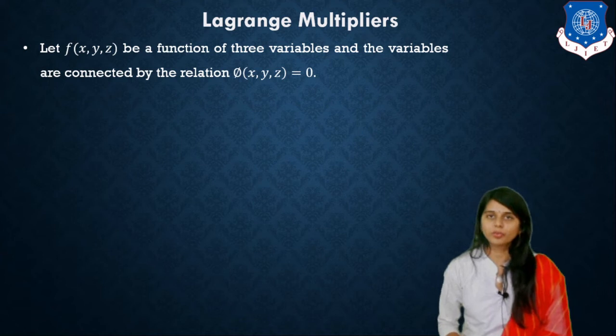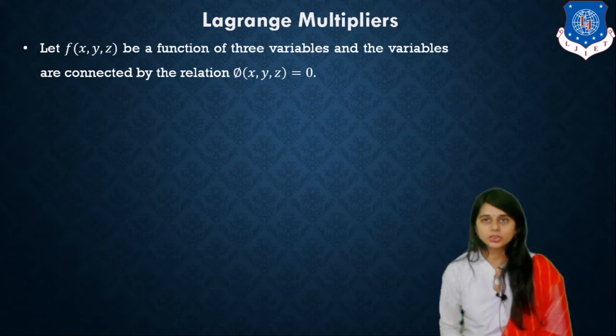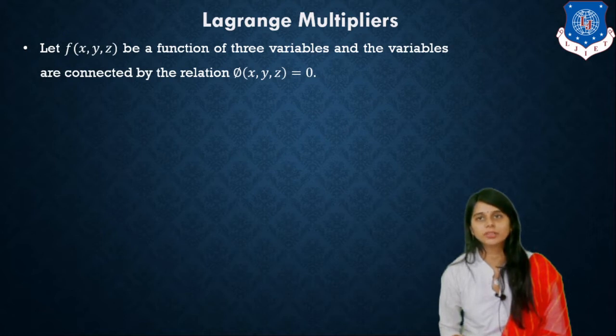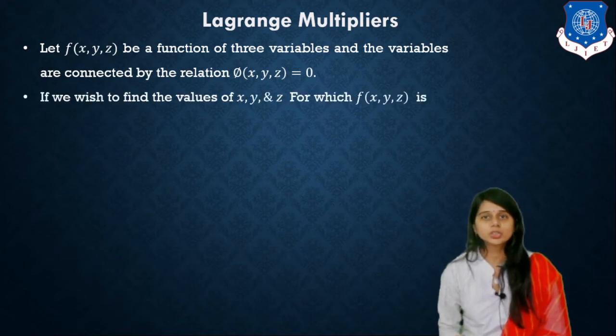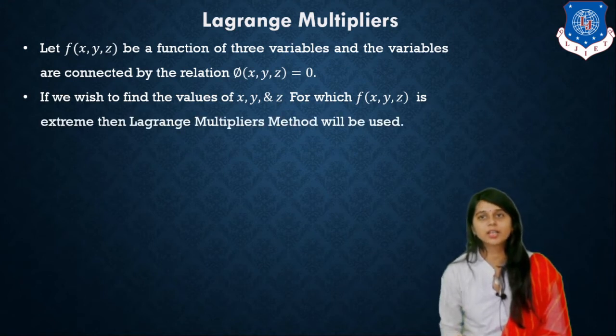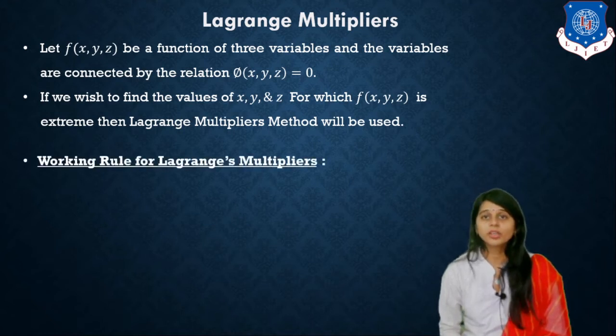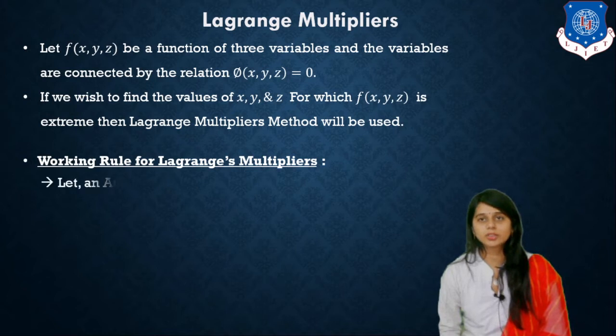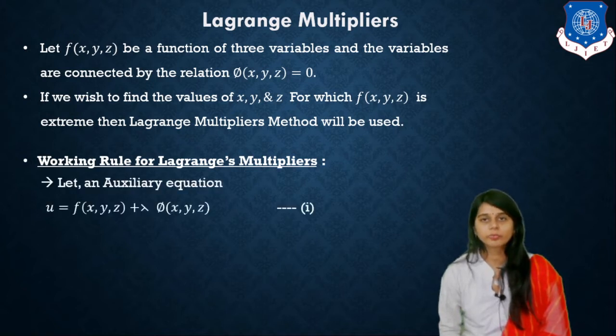If f(x,y,z) is a function of three variables and the variables are connected by the relation phi(x,y,z) equal to 0, then we wish to find the values of x, y, z for which f(x,y,z) is extreme. Then the Lagrange multiplier method will be used. Working rule for the Lagrange multiplier method: find the auxiliary equation.